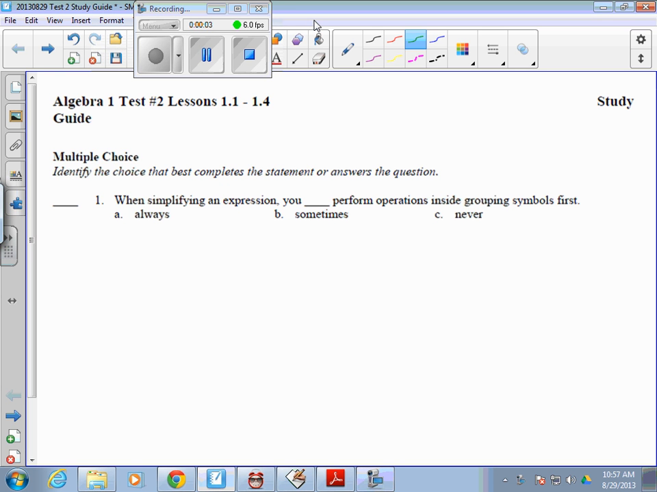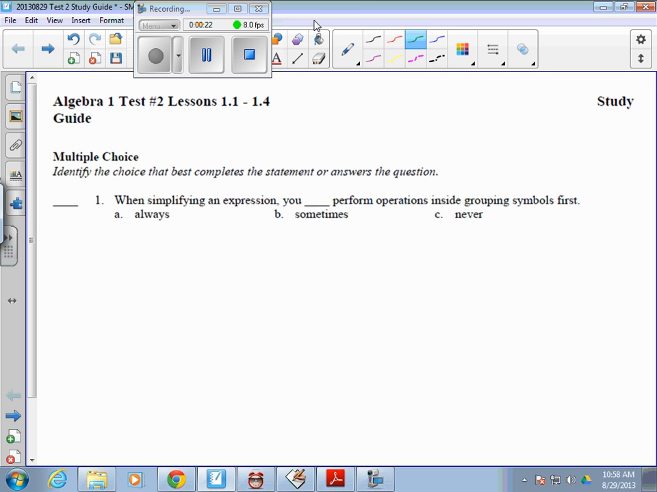Okay, this is Algebra 1, test number 2, going through lesson 1.4, where we're using mental math. Problem number 1 on our study guide. It says when simplifying an expression, you blank perform operations inside grouping symbols first. You have to choose between always, sometimes, and never.